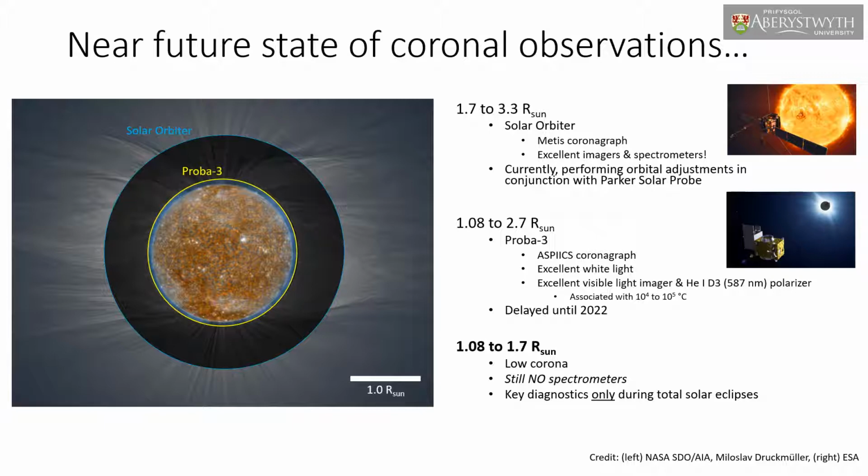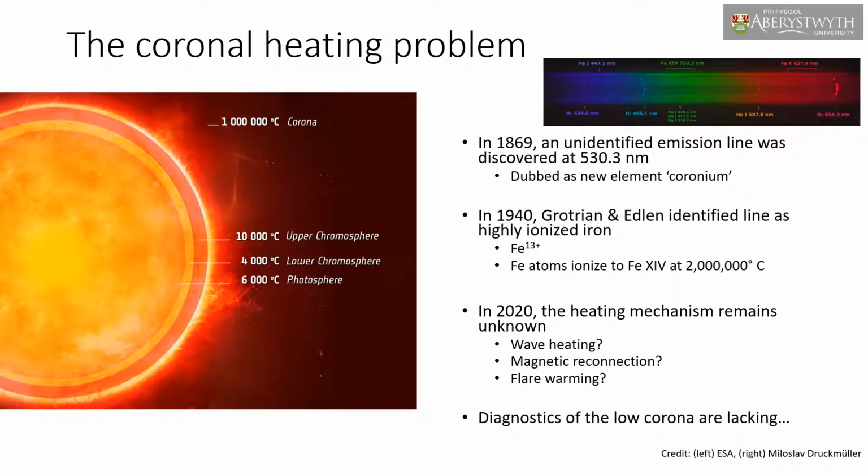Except that Proba 3 has so far been delayed 3 times now, currently until 2022, and it won't be in operation for a while. But even when Proba 3 is launched, it still leaves observations of the low corona region up to about 1.7 solar radii still a bit lacking. We won't have any spectrometers for this critical region of space weather studies.